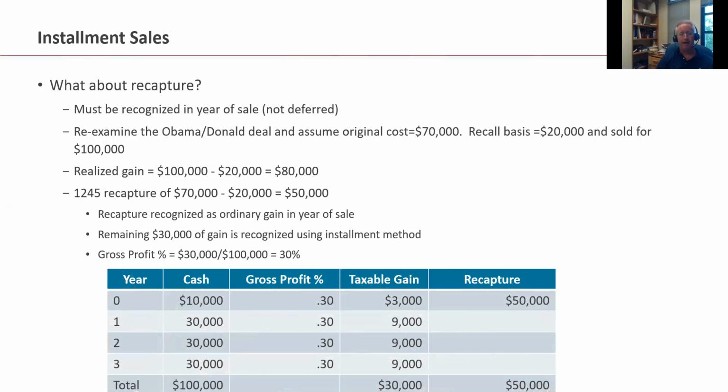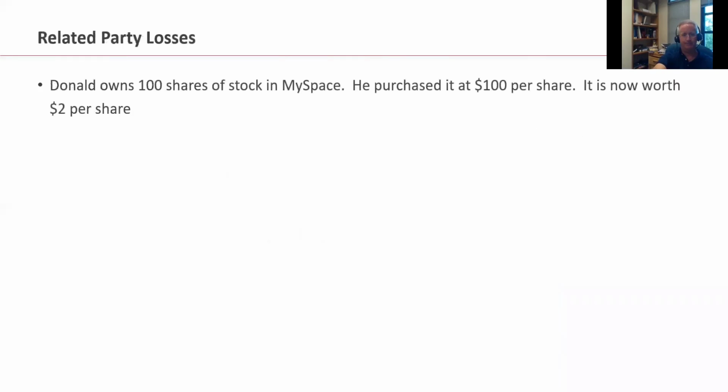So in year one, I recognize a little bit on the cash he paid me, right? 30% on the cash he paid me and all of the recapture. So technically $53,000 in year one. Then $9,000, $9,000, $9,000. The total gain recognized, $80,000. Same as the realized gain. So again, all we're doing is shifting timing.